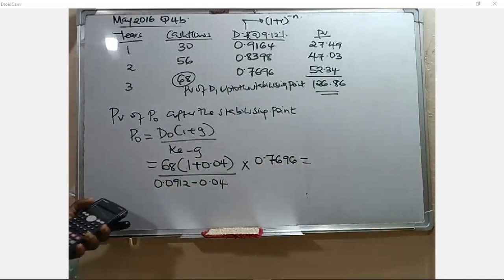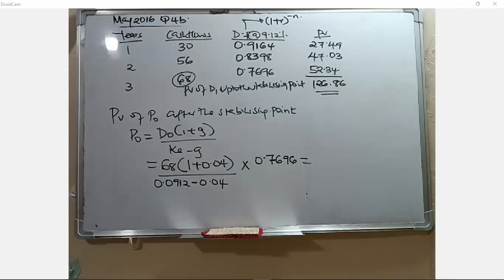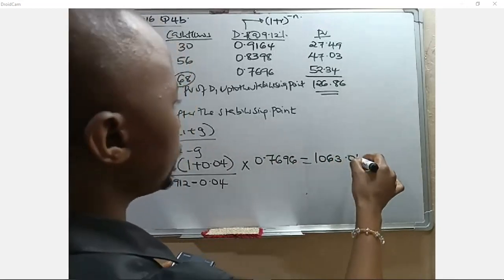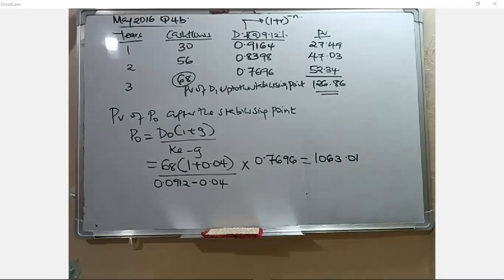So let us start by doing the denominator. So 0.0912 minus 0.04, right? Then the other half there, we take 1.04 times 68, divide by my answer. Then you multiply by 0.7696, right? Getting 1063.01.